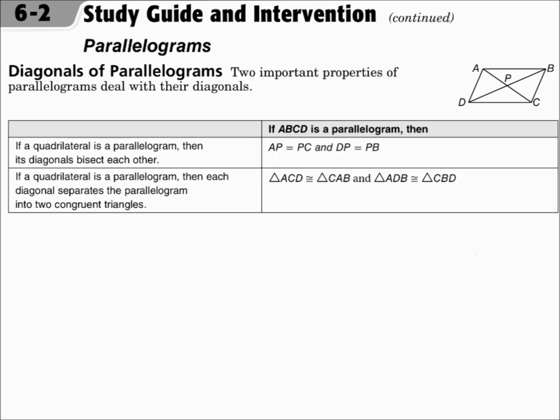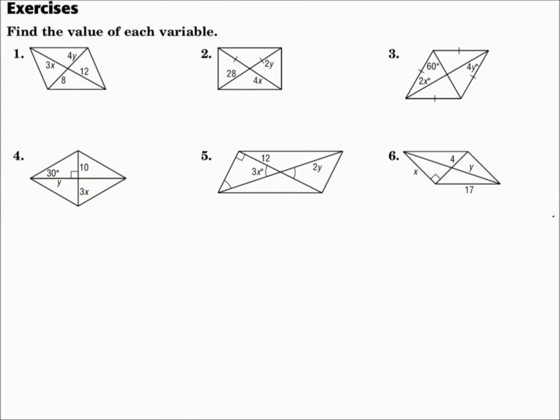The diagonals of parallelograms have important properties as well. The diagonals bisect each other, so the two halves of each diagonal will be equal, and each diagonal separates the parallelogram into two congruent triangles, so you can use congruent triangle properties as well. Find the value of each variable. And once again, all of these are parallelograms.